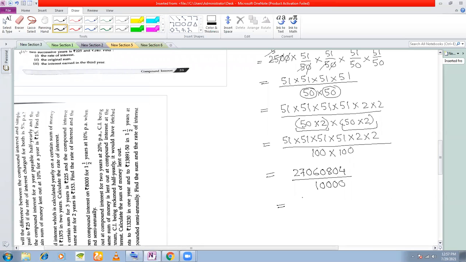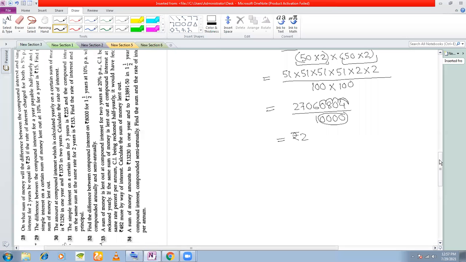Now this becomes easy. You just shift, because there are 4 zeros here. You shift 4 decimal places, 1, 2, 3, 4. So you get rupees 2,706. Just a minute here. Something wrong. So there's something wrong in the notes, okay, calculation, but this is the right calculation. So this is 2706.0804. This is the amount that you are getting.